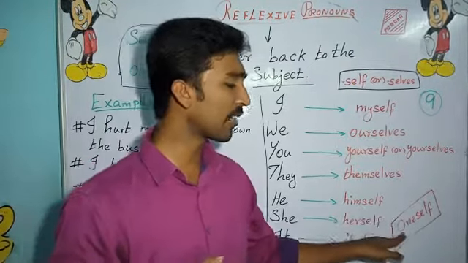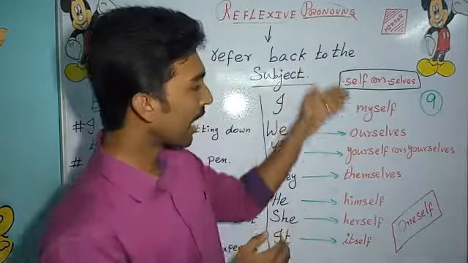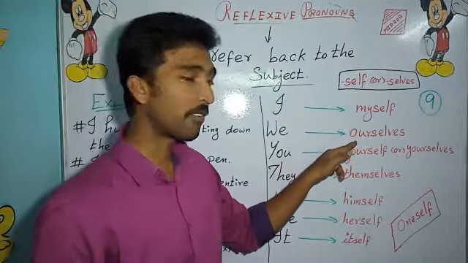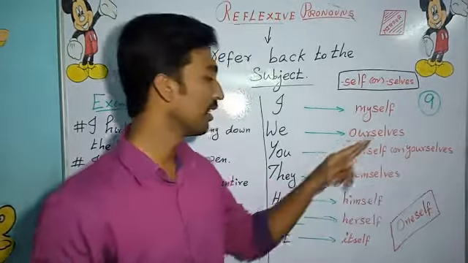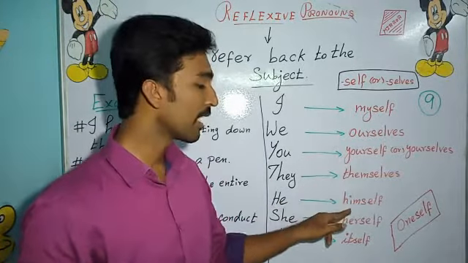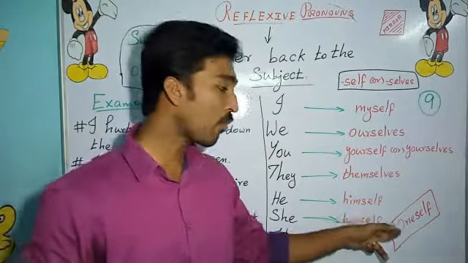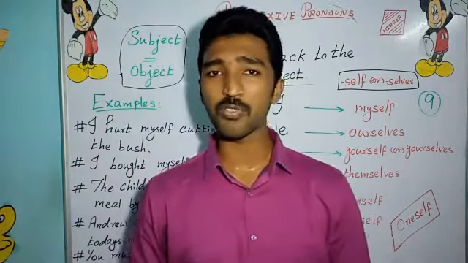And we have another reflexive pronoun, oneself. So there are 9 reflexive pronouns. Myself, ourselves, yourself, yourselves, themselves, himself, herself, itself, and oneself. These are the 9 reflexive pronouns.